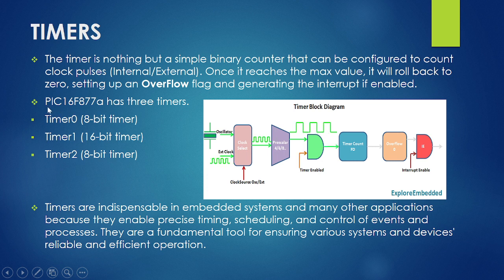And in PIC16F877A, there are three timers: timer 0, timer 1, and timer 2. So timer 0 is 8-bit and timer 2 is also 8-bit, but timer 1 is a 16-bit timer. And in this project, we have used timer 0 and timer 2.